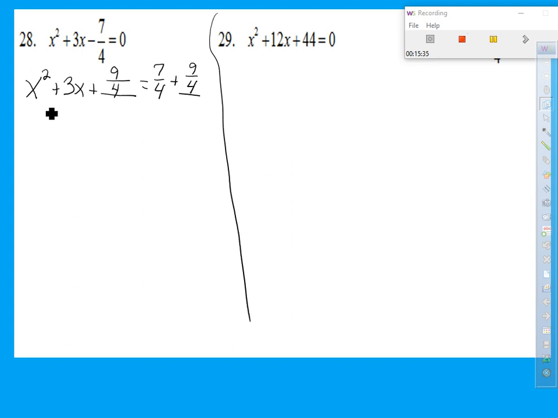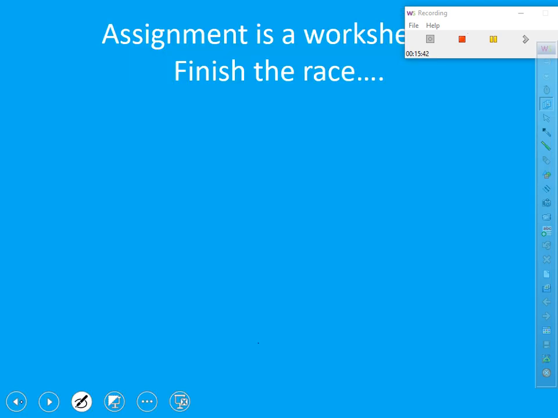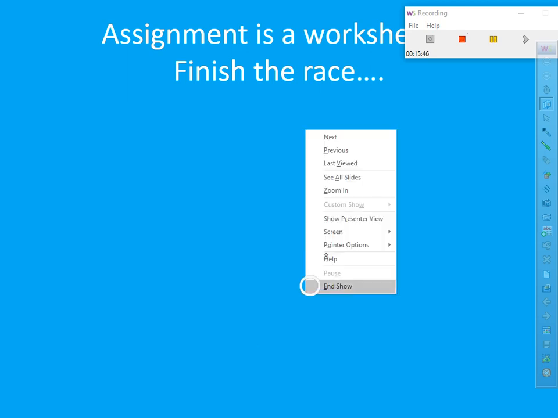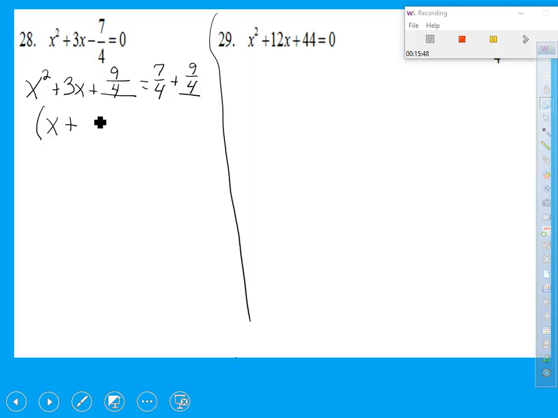Now, when I write this as a perfect square trinomial, I've got x plus the square root of 9 is 3. The square root of 9 is 3. The square root of 4 is 2. So I've got x plus 3/2 squared. Don't be afraid of the fraction. Equal 7 plus 9 is 16/4. But 16/4 is really 4.